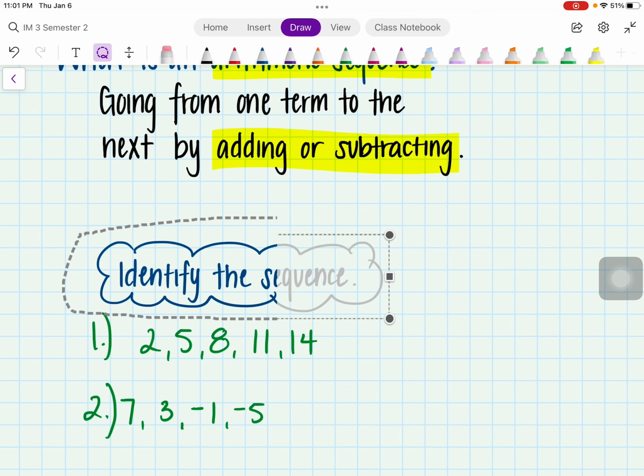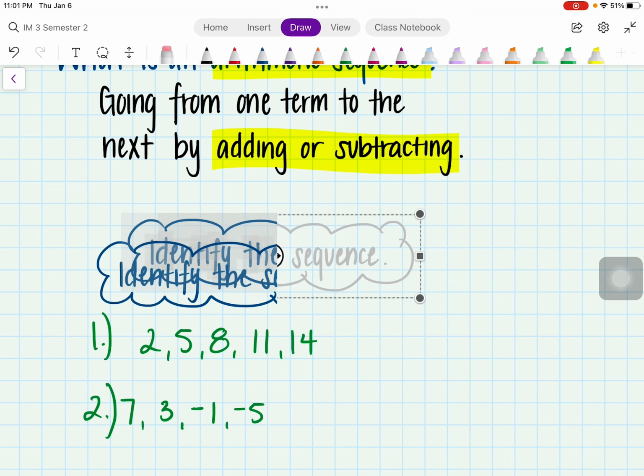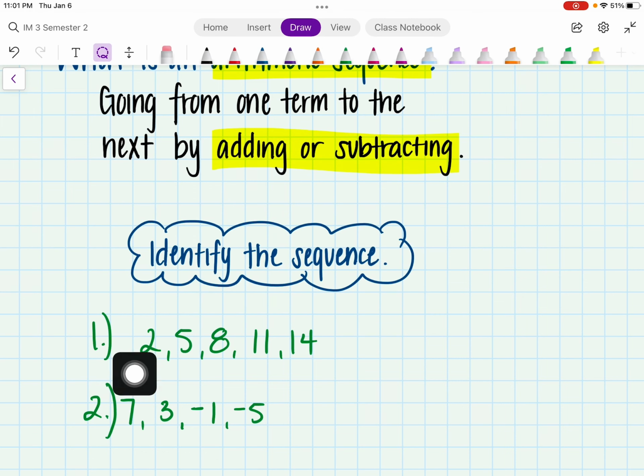If I want to identify the sequence of, let's say, number 1 here, I have 2 as my first term. Then I go 5, 8, 11, 14, and so on. The question for you is, how am I going from one number to the next? What am I doing in this case? By how much is it changing each time?